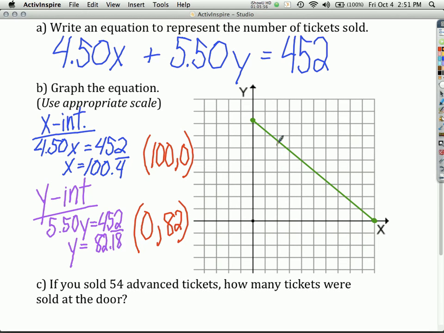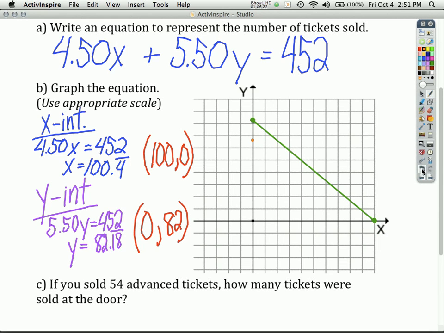Well, then I would jump up to the graph over here, and then I can see that I would have to sell that many tickets, 10, 20, 30, 40, 50, 60, about 67 or 68 tickets at the door to meet my goal. So this is now a prediction tool to help me decide how my event is going to go. And that actually leads us to question C, which says, if you sold 54 advance tickets, how many were sold at the door?